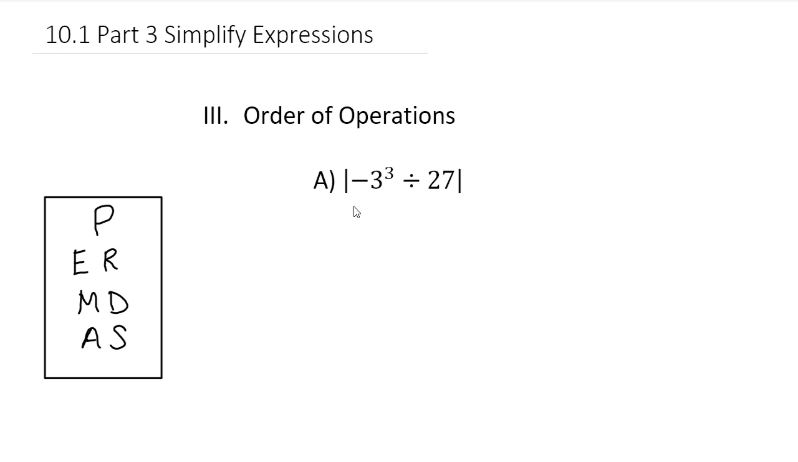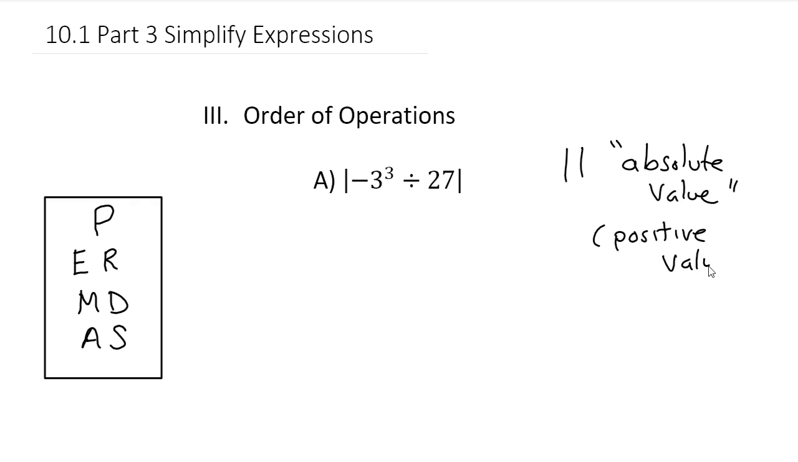The first one, we have the absolute value. Okay, that's what those bars mean. What that means is that you simply at the very end need to go ahead and provide the positive value.